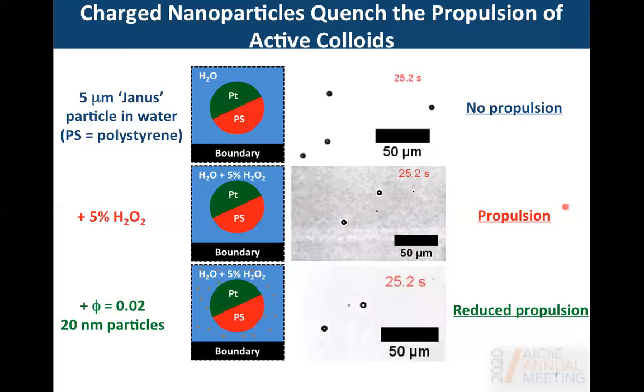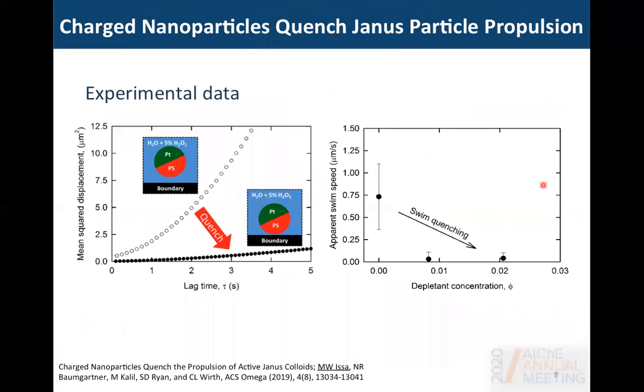So upon initial observations, we noted that the charged nanoparticles did cause a decrease in the propulsion speed, as can be seen in the videos, which are sped up and on the same timescale. And furthermore, we conducted quantitative analysis to support our observations. By analyzing our experimental data via evaluation of the MSD graphs for active particles in 5% hydrogen peroxide with and without depletants, we concluded that increasing the depletant volume fraction caused the apparent swim speed to decrease.